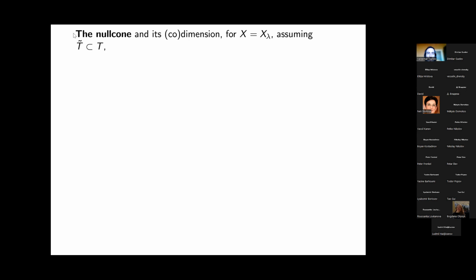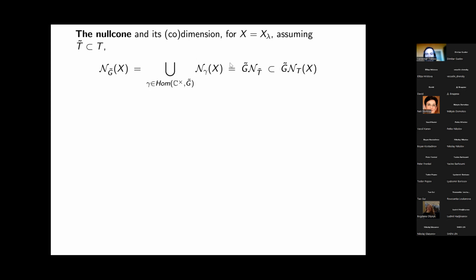It is suitable to assume that we have tori in the subgroup and in the group which are nested. And then the null cone of this X for a fixed lambda, with respect to G tilde, as I said before by Hilbert's theorem, these are the null cones for the individual gammas, one parameter subgroups of G tilde, where these were the points which gamma drags to 0 when its parameter goes to 0.